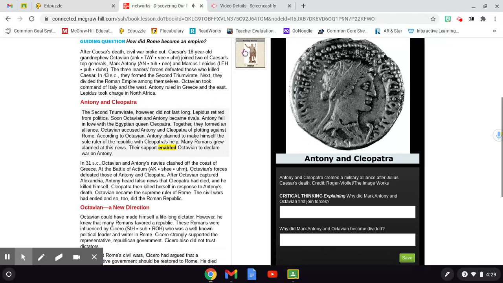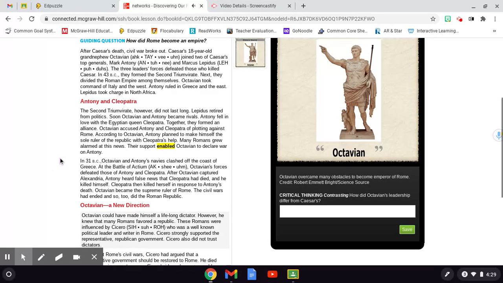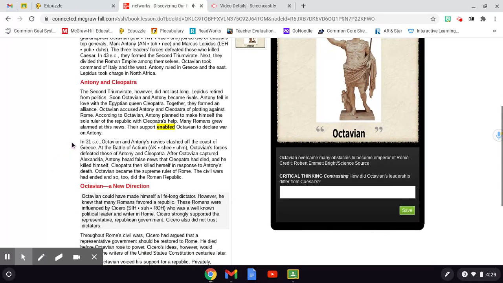In 31 BC, Octavian and Antony's navies clashed off the coast of Greece. At the Battle of Actium, Octavian's forces defeated those of Antony and Cleopatra. Within a year, Octavian captured Alexandria and made Egypt Roman territory. Antony and Cleopatra killed themselves to avoid being captured by Octavian. Octavian became the supreme ruler of Rome. The civil wars had ended, and so too did the Roman Republic.